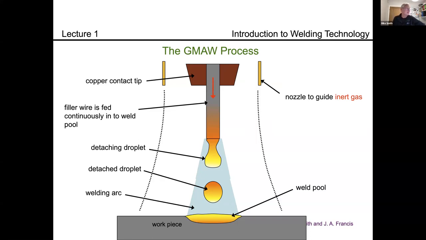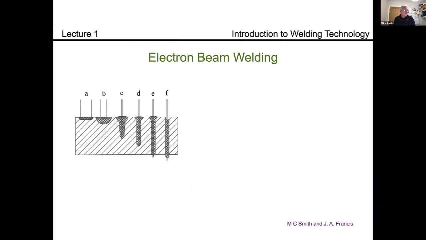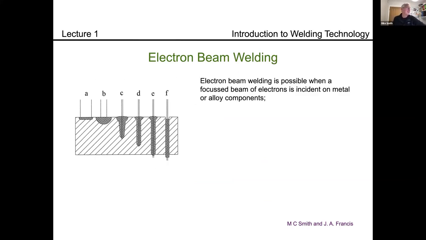So that's GMAW. Now we're going to change focus. We'll have a look at electron beam welding. Now there's a diagram on the left showing the cross section of a whole series of different electron beam welds. They can range from flat to very long and thin, and I'll explain why in a moment.